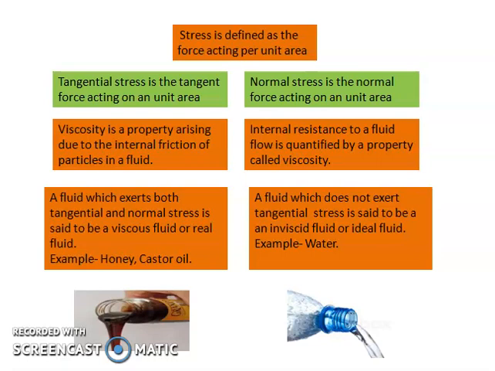A fluid which exerts both tangential stress as well as normal stress is said to be a viscous fluid or a real fluid. Example, honey and castor oil. A fluid which does not exert tangential stress is said to be an inviscid fluid or an ideal fluid. Example.